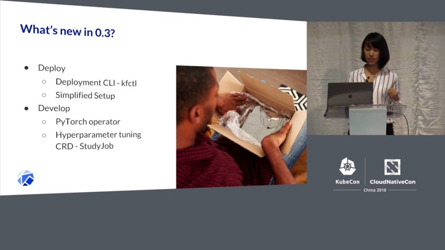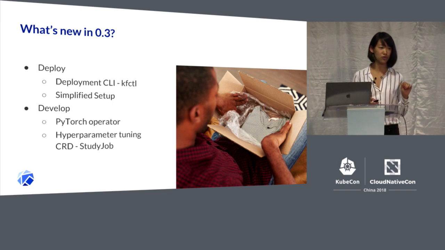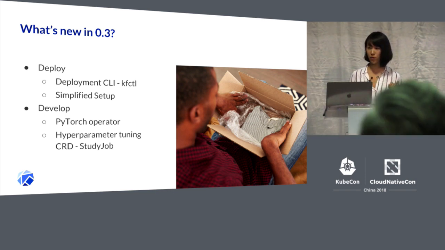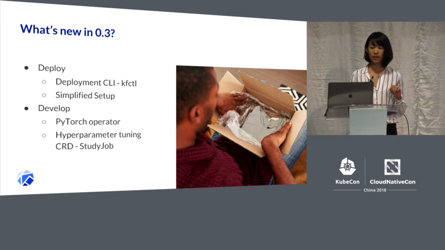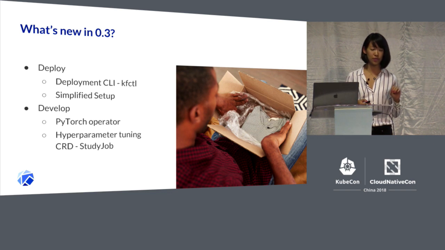So on the deployment side, we released a new deployment CLI called kfcontrol.sh. It's a bash script you can use to install all the Kubeflow components just from one command. I'm going to show more of that later as well. The second thing for deployment is that we're having a much simpler setup. And later, I'm going to show a one-click to deploy of how you can provision the infrastructure as well as install all the Kubeflow deployment with just one simple click.